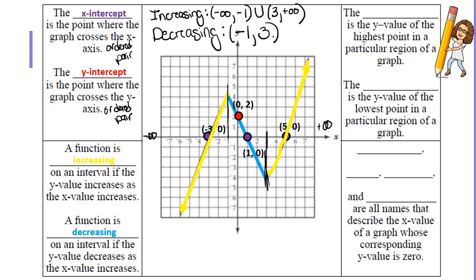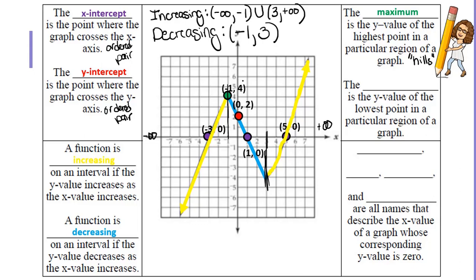The other information that we might find is what's known as a maximum. The maximum is the Y value of the highest point in a particular region of a graph. Basically, these are what I will term as the hills of a graph. Now, the maximum of my graph that we're looking at is located at the ordered pair (-1, 4).